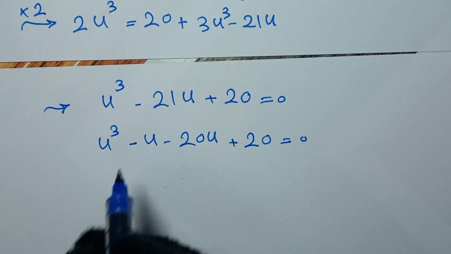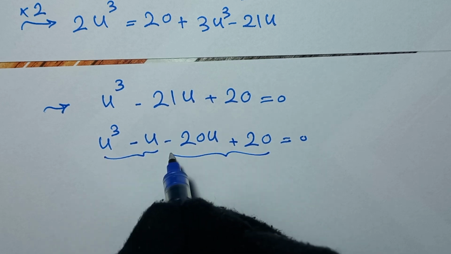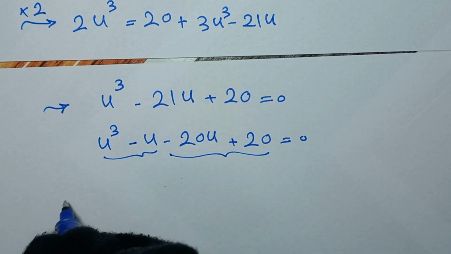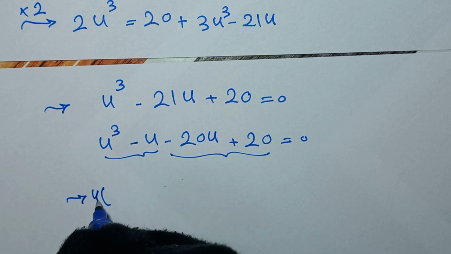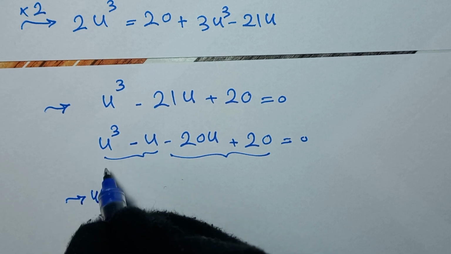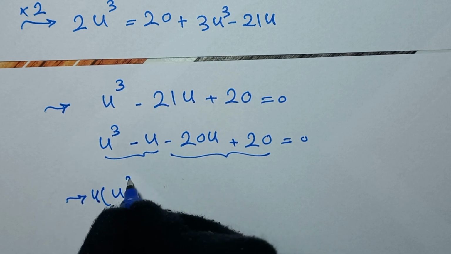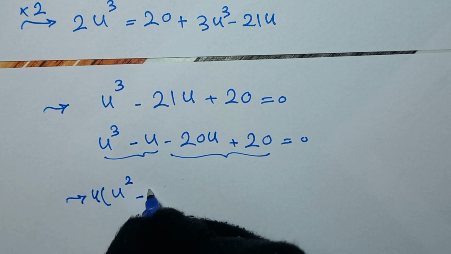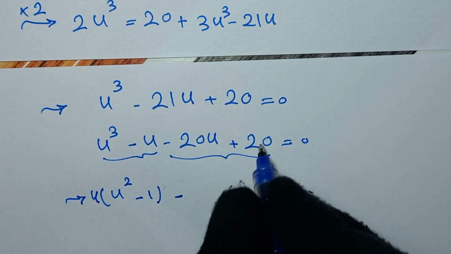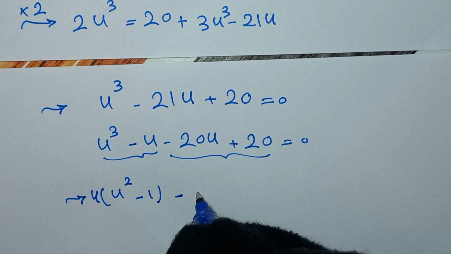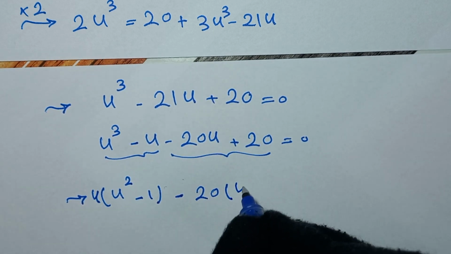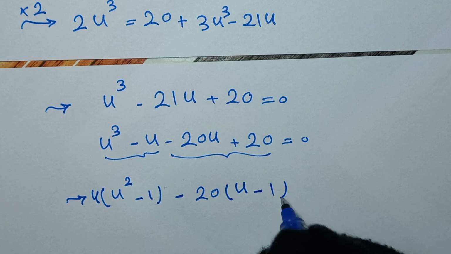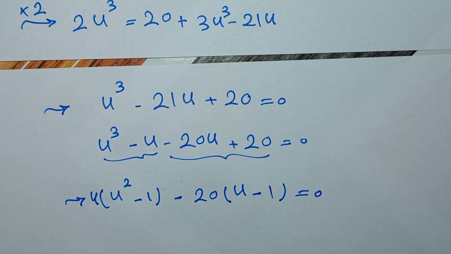And in the next step, we take these two parts together and these two parts together. From these two parts we factor u, and this divided by u will be u squared, and this divided by u will be negative 1. Minus, and from these two parts we factor negative 20. So negative 20, and this divided by this will be u, and this divided by this will be negative 1, is equal to 0.